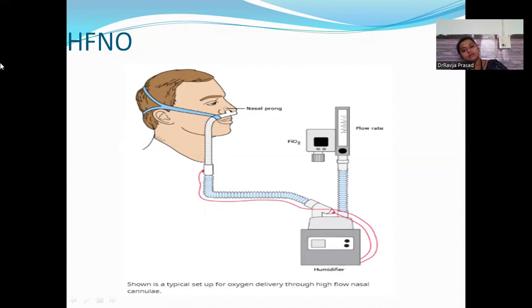Now, high flow nasal oxygen. What is high flow nasal oxygen? This is the kind of instrument by which high flow nasal oxygen is supplied through the nasal prong. Here is the humidified oxygen, this is the flow rate, here is the FiO2, and the humidified oxygen is supplied through the nasal prong.